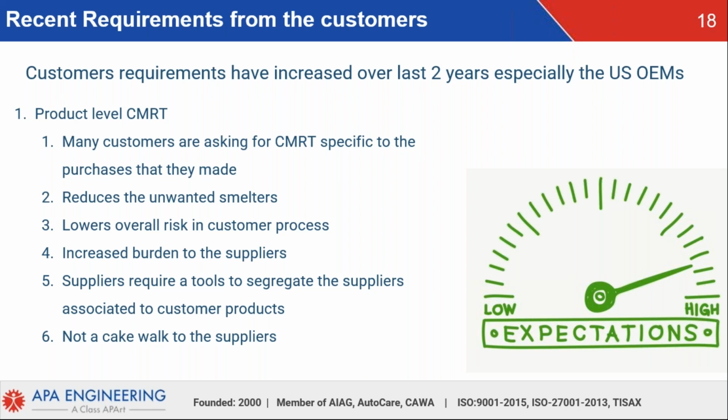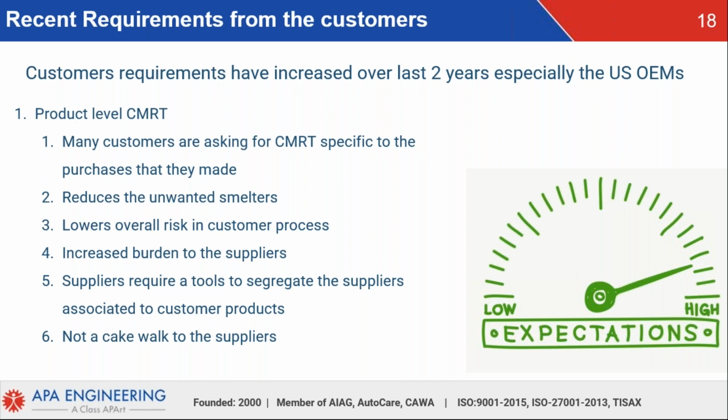The first advantage is it reduces a lot of unwanted smelters as the supplier submits smelters pertaining to only the products. It lowers the overall risk to the customer under the conflict minerals due diligence process. However, it increases the burden on the suppliers. Suppliers require mostly a software tool or a sophisticated process to segregate the suppliers associated with a customer's products. A manual process is definitely a challenge, especially for the large suppliers.